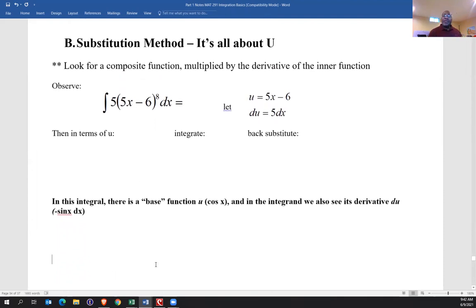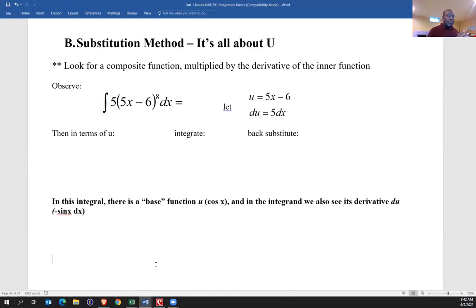So now when we're looking for the candidates of functions or integrals that we can use a substitution method for, one of the first things that we look for is, of course, a composite function. Because what we're doing here, the substitution method, we can think of as using the chain rule in reverse. So what we want to look for is a composite function. But there's one more thing we want to look for as well. We want to look for a composite function that's multiplied by the derivative of the inner function.